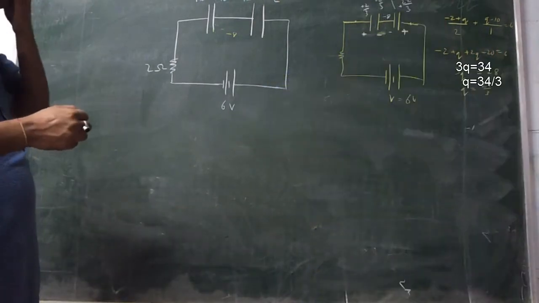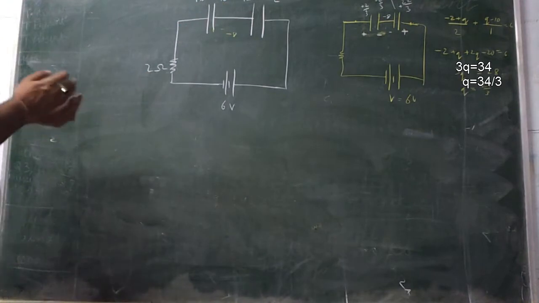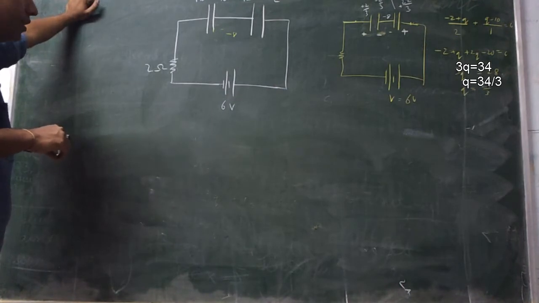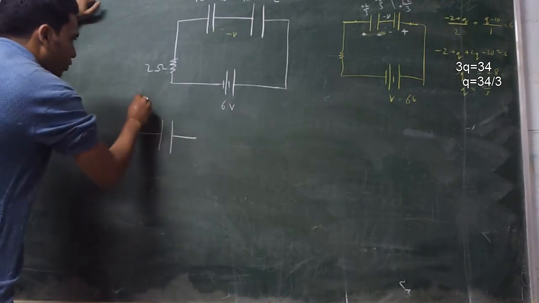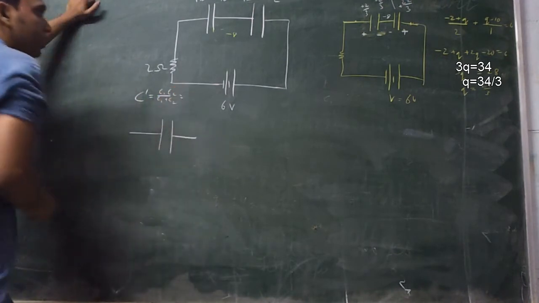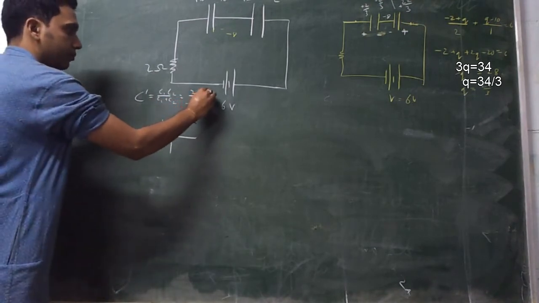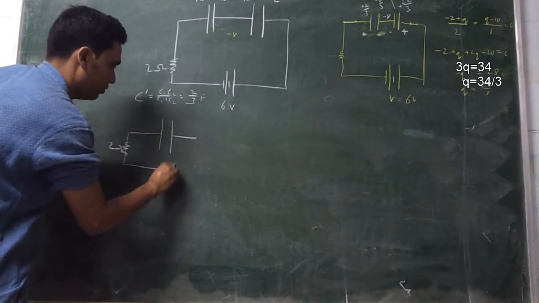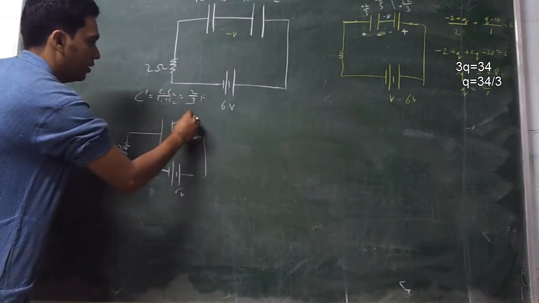Now if you have to solve at what time how much charge is on this capacitor or on that capacitor, or what is the flow of charge, or at any time t what is the current in the circuit, then you can make the circuit as a single capacitor of value C dash, which is equal to C1 C2 upon C1 plus C2, it is 1 into 2 by 3 farad. Resistance remains the same 2 ohm, and there is a battery which is the same 6 volt.